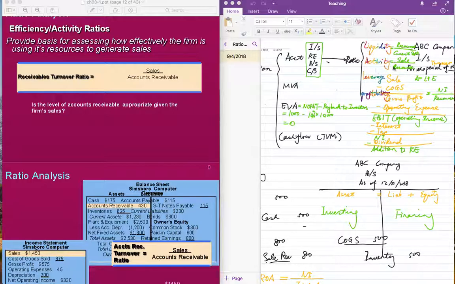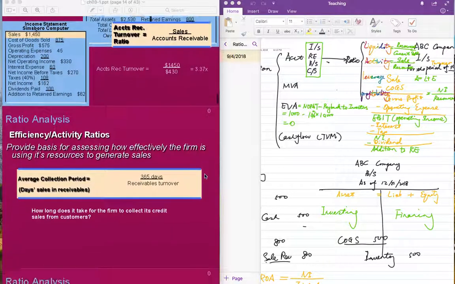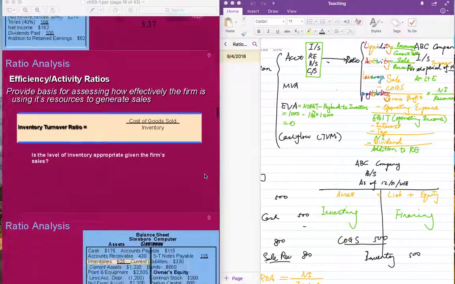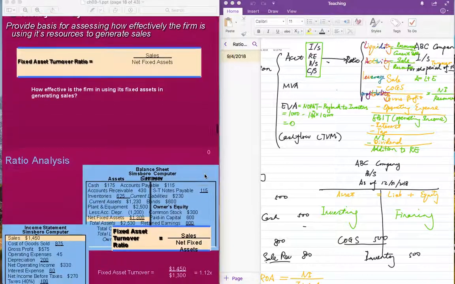So all these efficiency ratios will look like this. Look at this teaching note here. Sales is on the numerator, divided by the resources you're trying to measure. And this type of ratio is always called the turnover into sales ratio. Let me give you some examples. If you want to measure how effectively you are turning your fixed assets into sales, your ratio will look like this: sales divided by fixed assets.